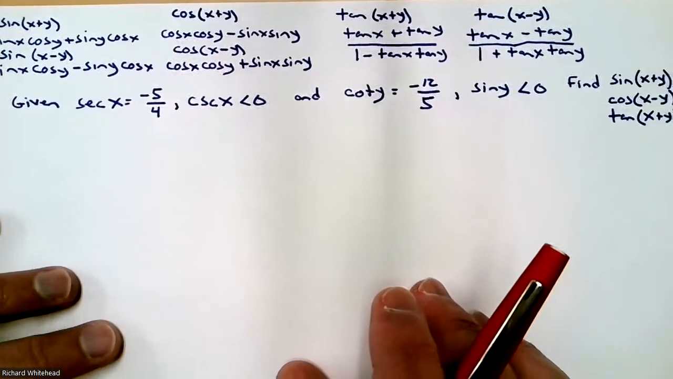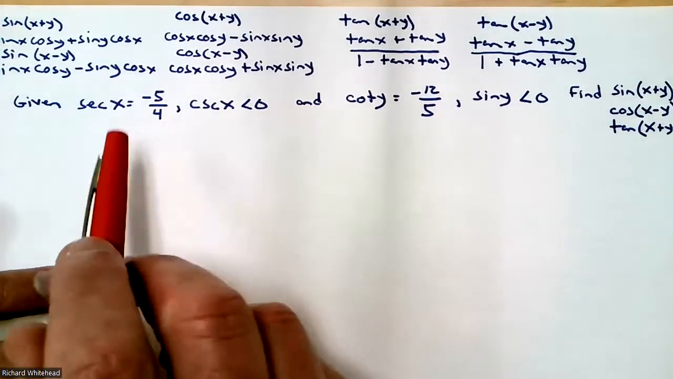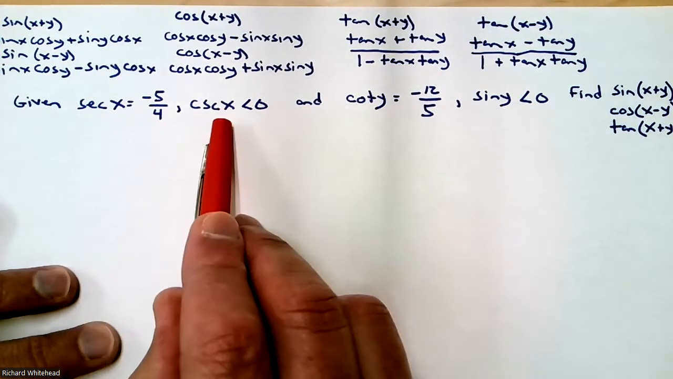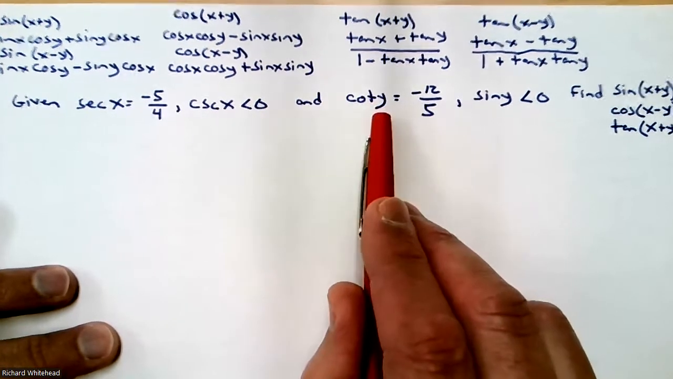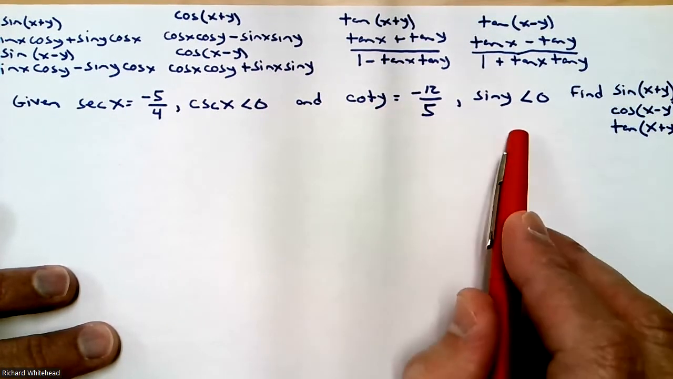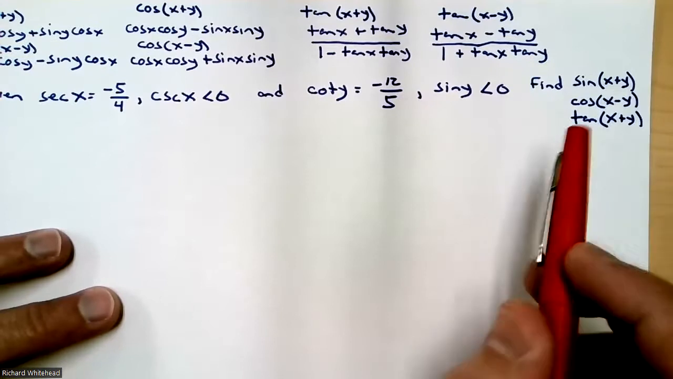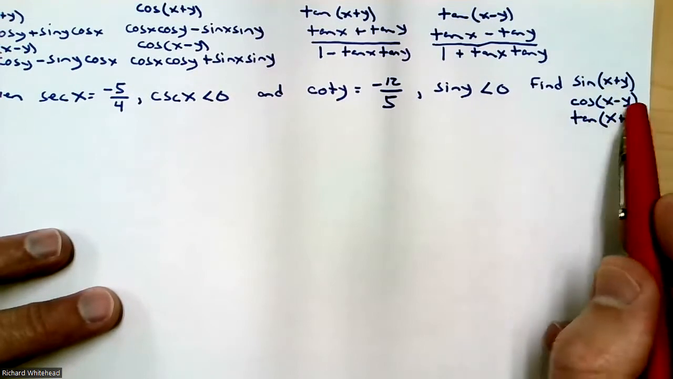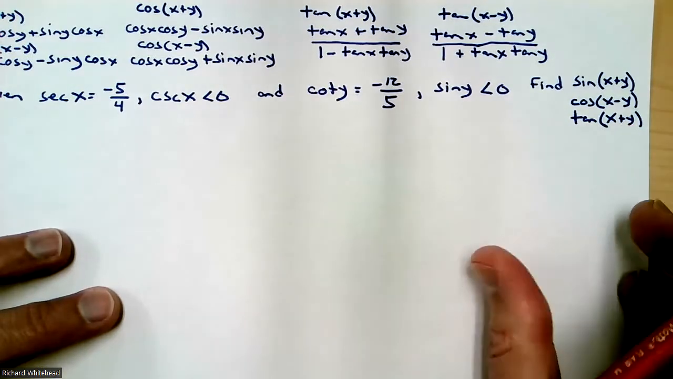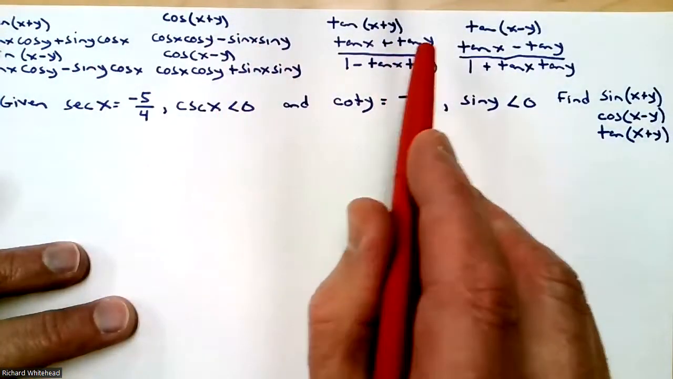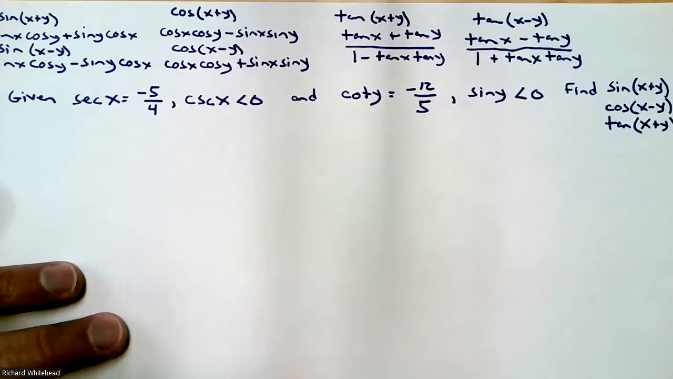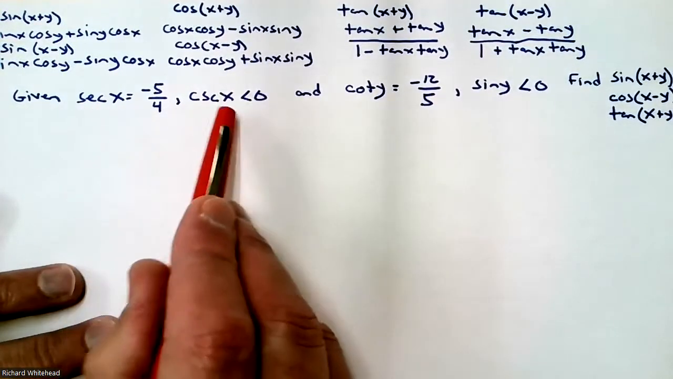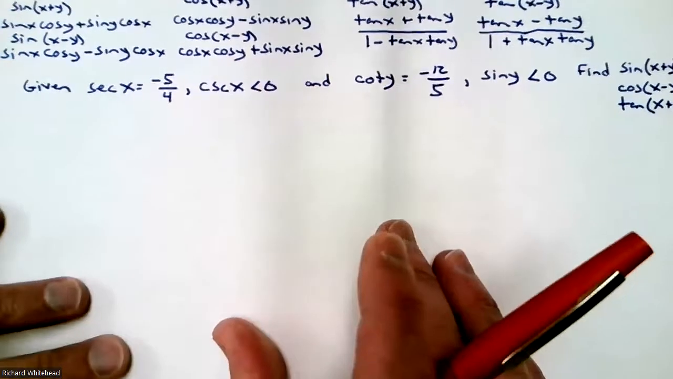So we go to a situation like, I'm given sine x is -5/4, cosecant x is less than 0, cotan y is -12/5, sine y is less than 0. And I want to find the sine of x plus y. Here's my x, here's my y. Cosine x minus y, tan x plus y. So I'm going to have to use these identities. But we've done this before. Oh man, I got to draw a triangle.